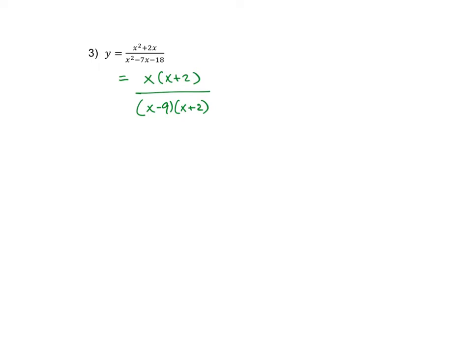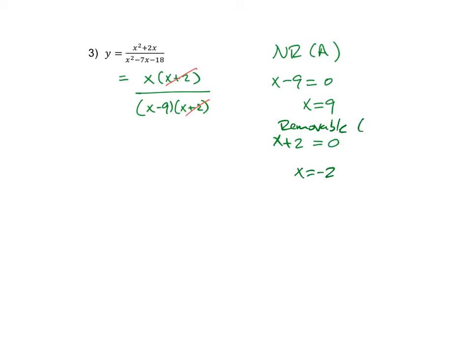But I'm going to keep that discontinuity. So x minus 9 equals 0, x equals 9 is a non-removable asymptote, right? And x plus 2 equals 0, because I can cancel those out when I simplify this expression. I can simplify that one with that one right there. That means that negative 2 is a removable zero. That means that it is a hole on the graph. Okay. So my domain is all real numbers except, even though I can cancel it out, I have to keep it as a restriction.